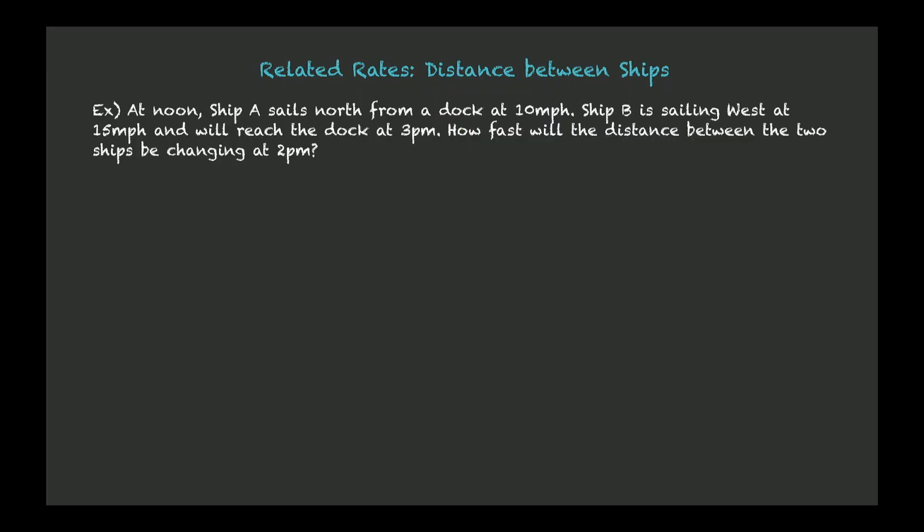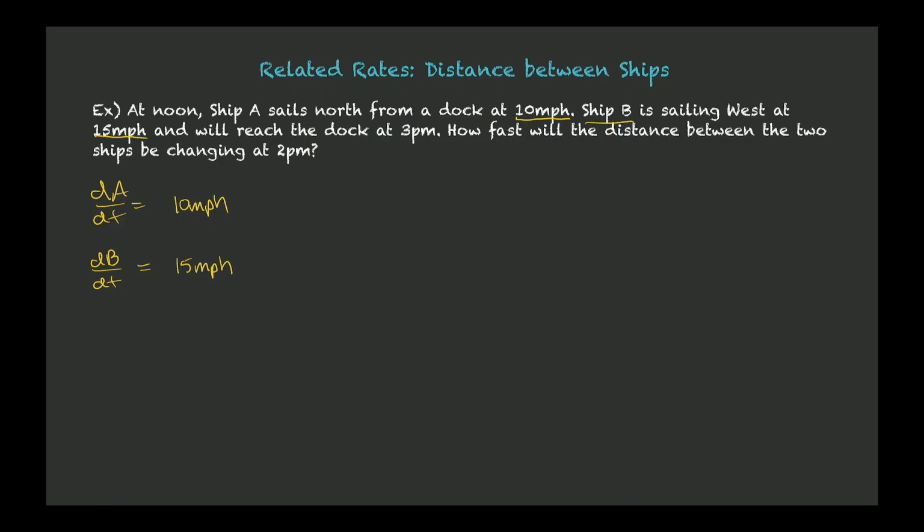Okay, now that we've read the problem, our first key step in solving it is to locate any rates of change and express those as derivatives. So in this problem, it says that ship A is sailing north at 10 miles per hour. That 10 miles per hour is a rate of change. I'm going to express that as dA/dt is equal to 10 miles per hour. Okay, ship B is also sailing. It's at 15 miles per hour. So I'm going to represent that as dB/dt is equal to 15 miles per hour.